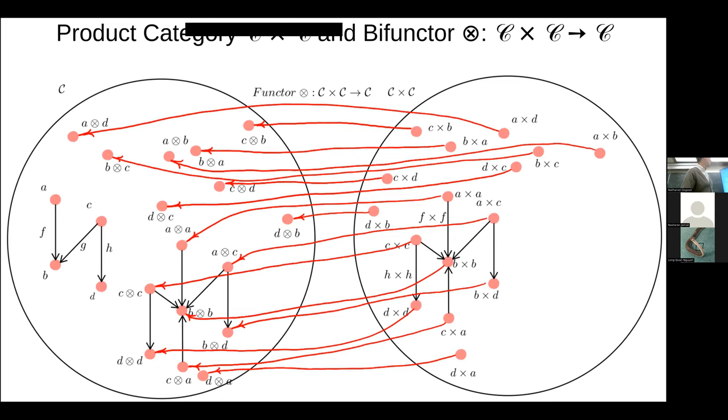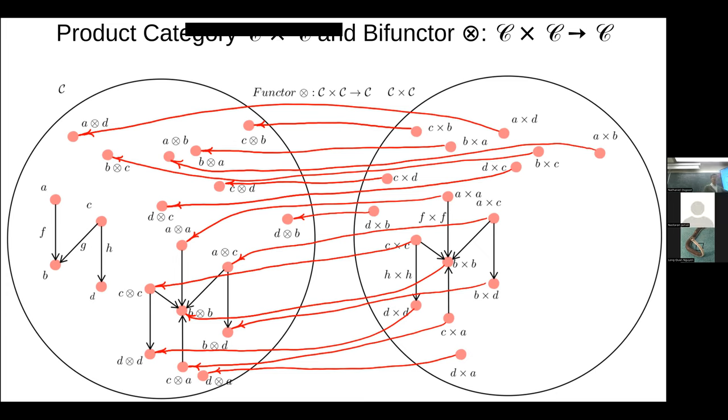So we have this product category with this bifunctor that maps it over into a category. We can map A cross C, remember that one we paid attention to before, over to A tensor C. And the morphism from A cross C to B cross D goes to the morphism from A tensor C to B tensor D.